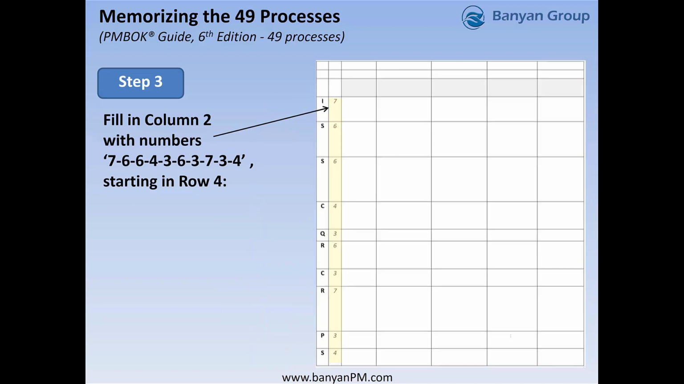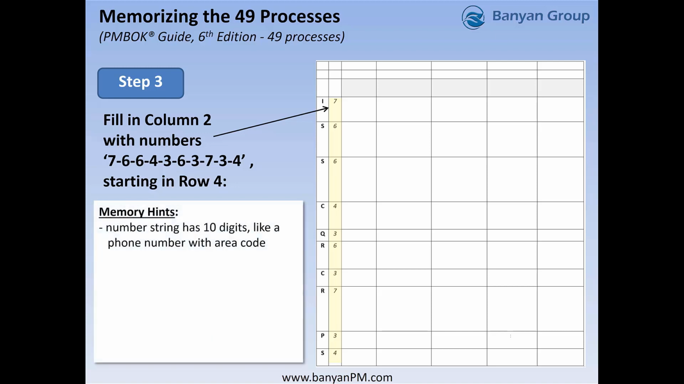Step 3. Fill in column 2. These are the number of processes for each knowledge area, and the numbers are 7, 6, 6, 4, 3, 6, 3, 7, 3, 4. Now how do we remember these 10 numbers? When it comes to numbers, you want to look for patterns, and also you might look for number combinations that are meaningful. In this case, we're dealing with 10 numbers, which happens to be the same number of digits you'll see in a common phone number if you include the area code. So that's the direction we'll take on this one.